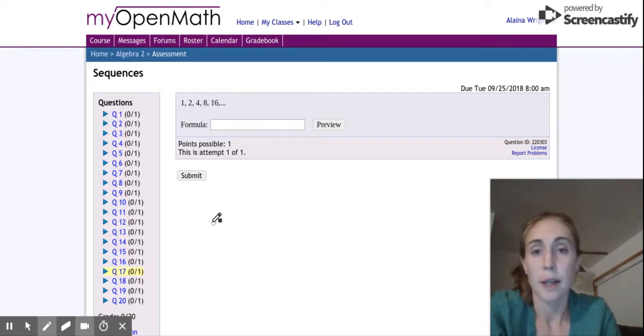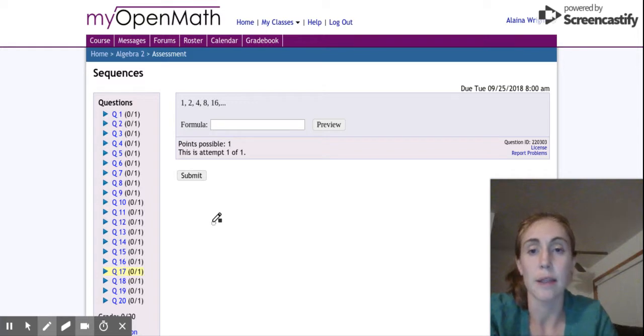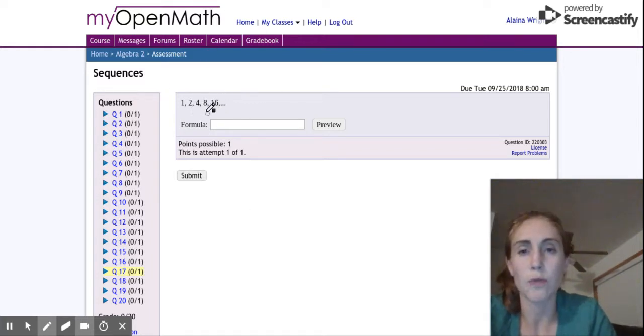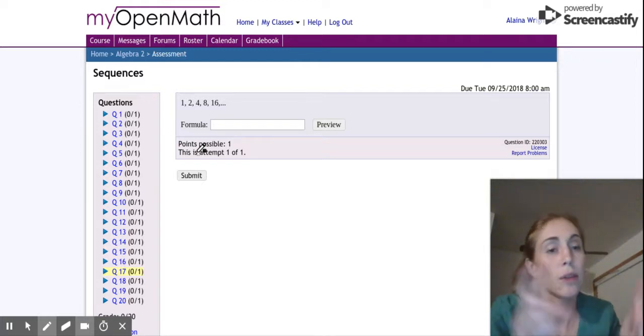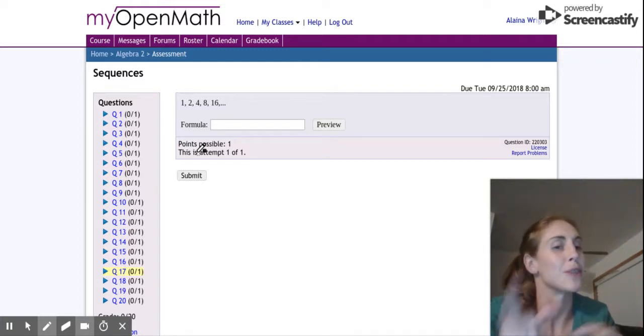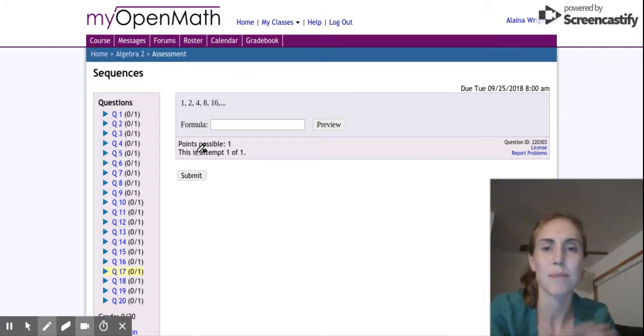But number 17, we are asked to write the formula. They give us a sequence here. It goes 1, 2, 4, 8, 16. The first thing we need to do is identify how it is growing. Is it growing by multiplying, or is it growing by adding or subtracting? Because subtracting is really just adding negatives.